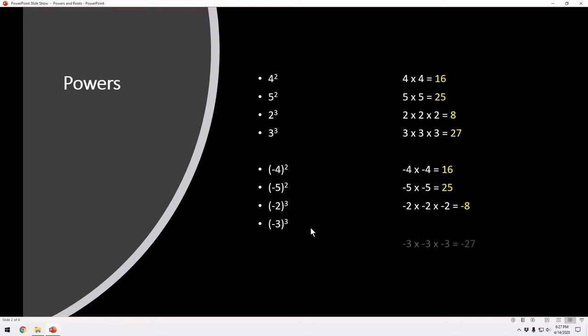Let us look at the next number. Negative 3 elevated to the third power, or negative 3 cubed, will be equal to minus 3 times minus 3 times minus 3, which is equal to minus 27. Okay, very nice.